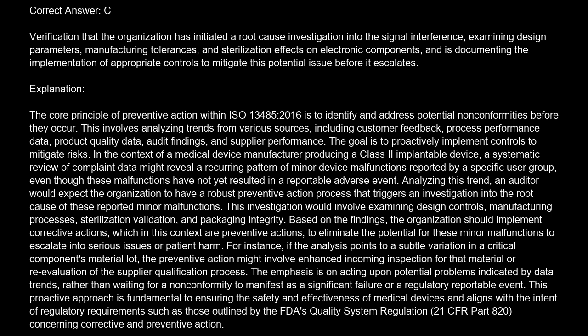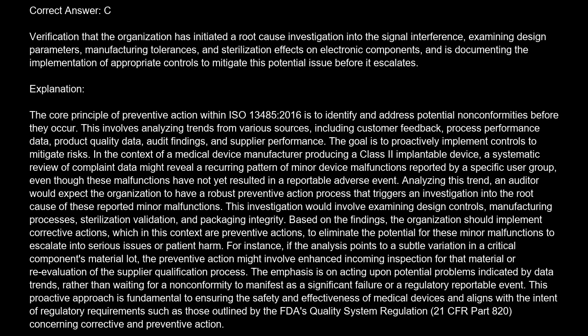This investigation would involve examining design controls, manufacturing processes, sterilization validation, and packaging integrity. Based on the findings, the organization should implement corrective actions, which in this context are preventive actions, to eliminate the potential for these minor malfunctions to escalate into serious issues or patient harm. For instance, if the analysis points to a subtle variation in a critical component's material lot, the preventive action might involve enhanced incoming inspection for that material or re-evaluation of the supplier qualification process.